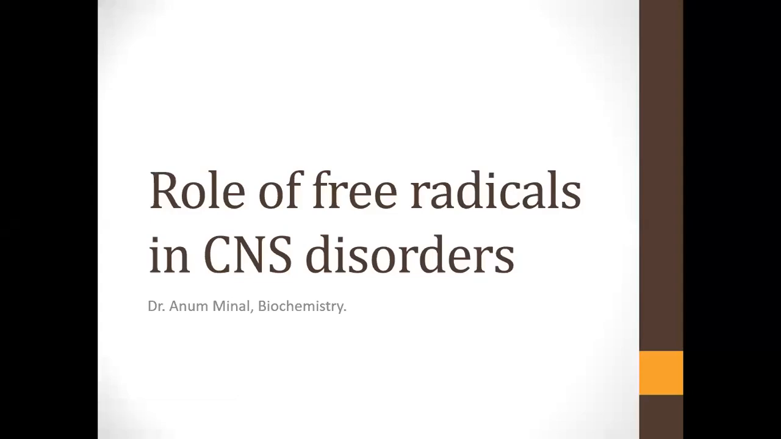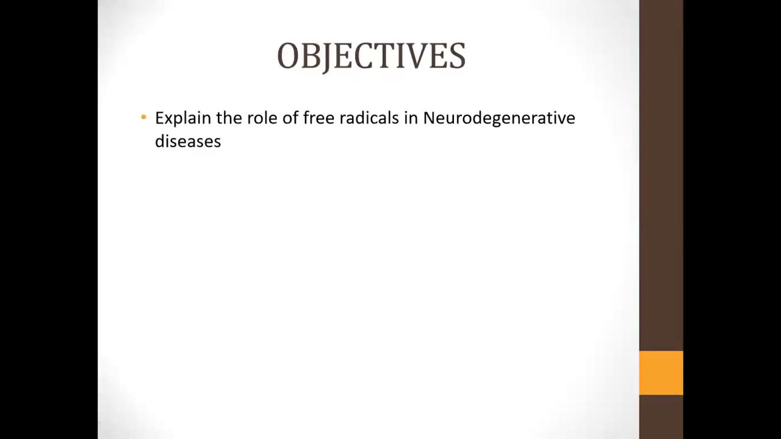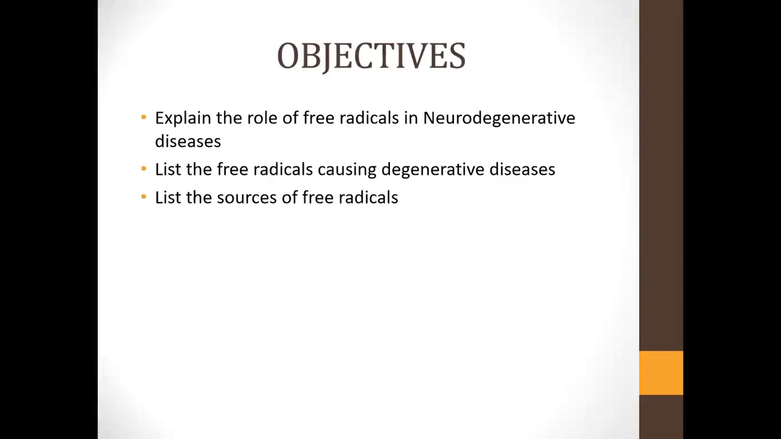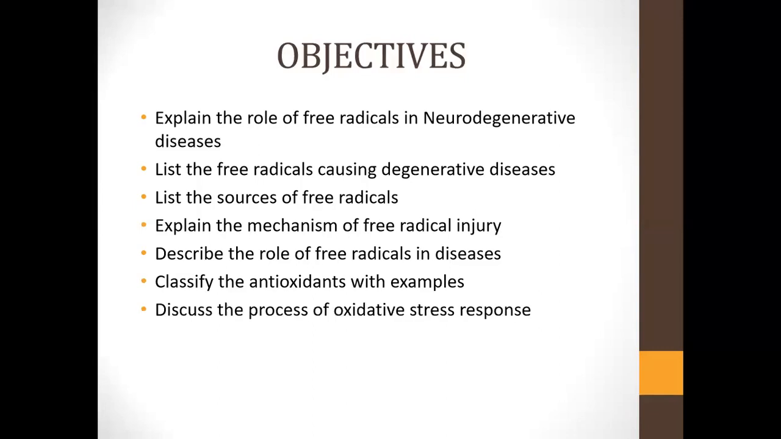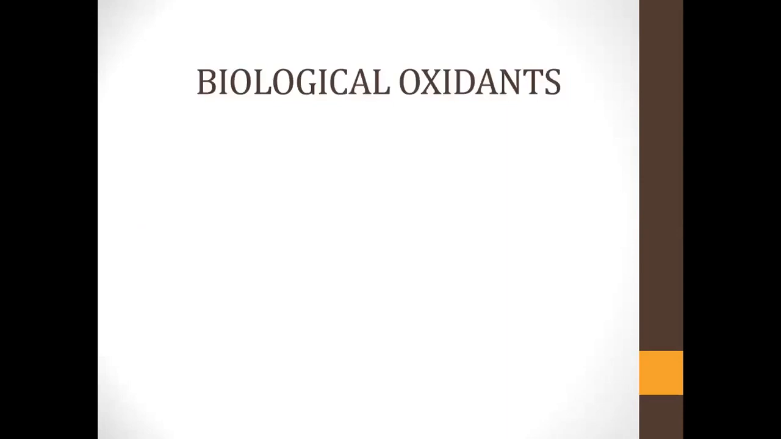Hi everyone, welcome to the section on the role of free radicals in CNS disorder. By the end of this lecture, you will be able to explain the role of free radicals in neurodegenerative diseases, list free radicals causing degenerative diseases, list the sources of free radicals, explain the mechanism of free radical injury, describe the role of free radicals in diseases, classify the antioxidants with examples, and discuss the process of oxidative stress response.